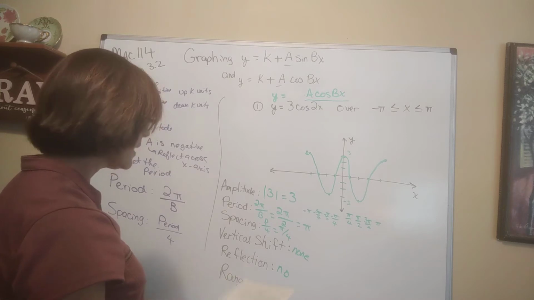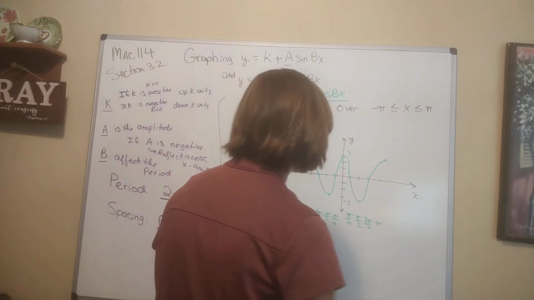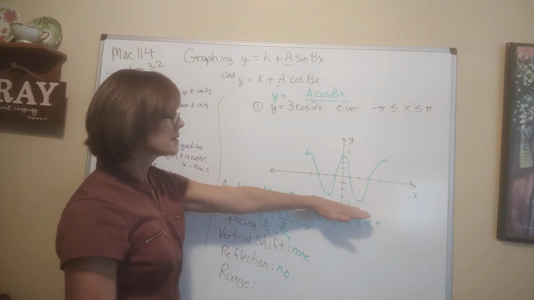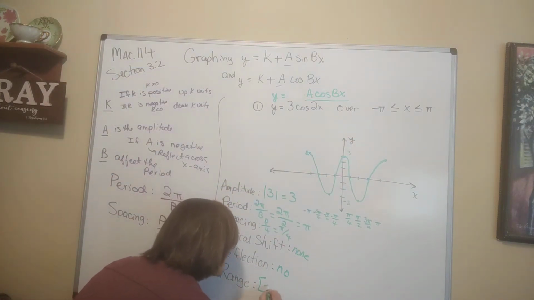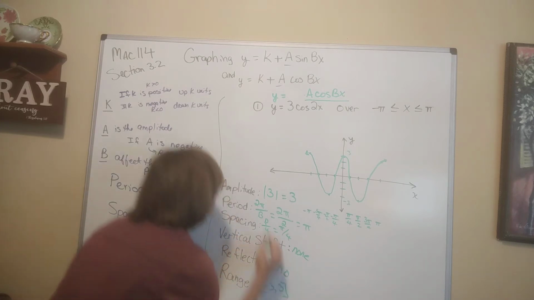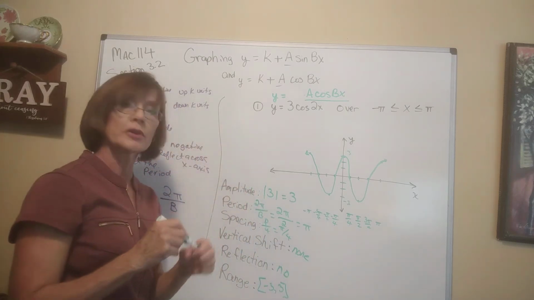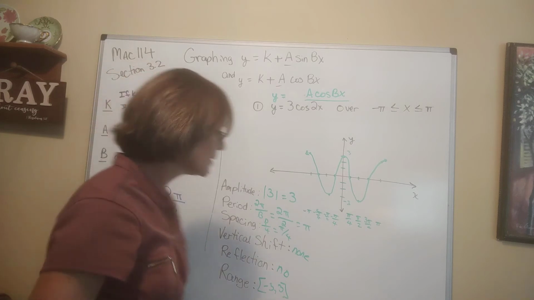Okay, I like that. I have not called out the range. Let's call out the range. The lowest point is -3 and the highest point is 3. So in interval notation, this is from -3 to 3. So that's number 1 on your little worksheet. Okay, now let's head into number 2.